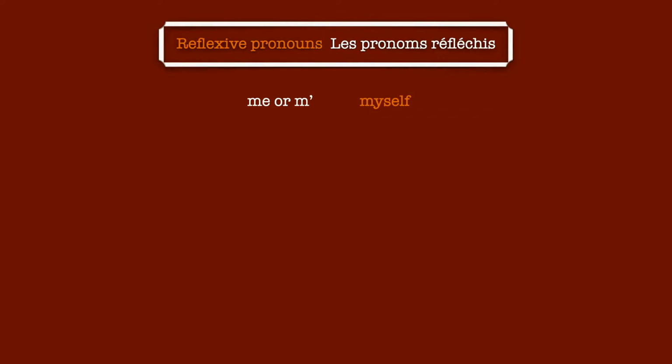The first reflexive pronoun is me, which becomes m'. We use the first one when the verb that follows starts with a consonant, and m' when it's followed by a verb starting with a vowel or an H. It's the same rule as we have seen in conjugation video number 4.